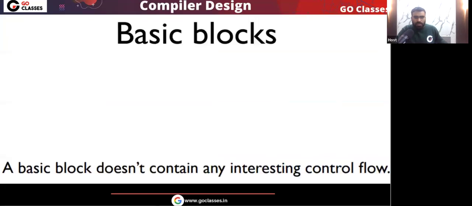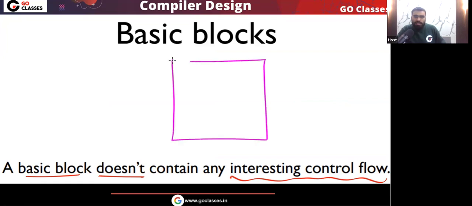Let's move on now. Can you notice that inside a basic block, there is no interesting control flow? There is a straight line flow only. If this is your basic block, inside the basic block there is no interesting control flow. There is only straight line flow.